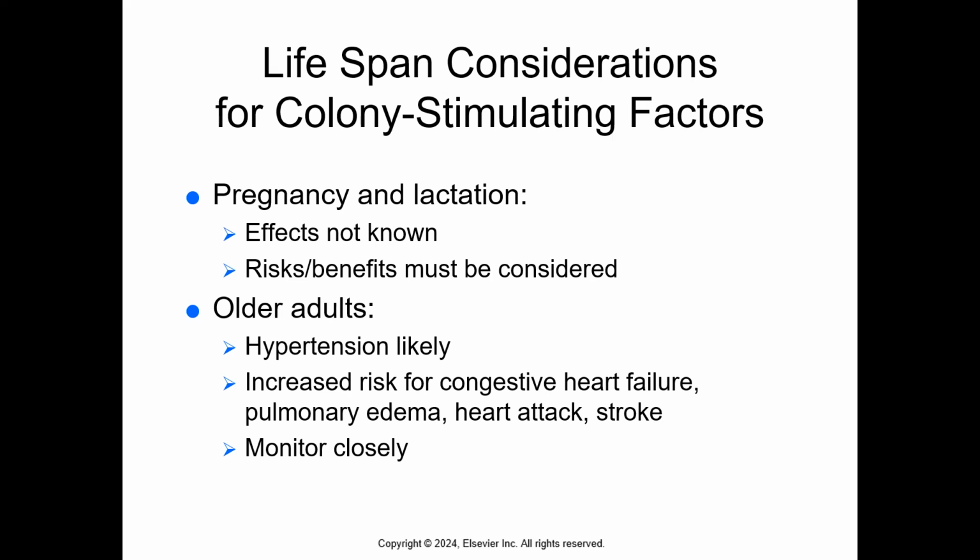Okay. Older adults should be monitored more closely for blood cell responses and should have therapy stopped or decreased if their hemoglobin gets too high. In our older adults, hypertension is likely, and they're at an increased risk for congestive heart failure, pulmonary edema, and heart attack or stroke. So again, monitor more closely. All right, and that is it for chapter 17.